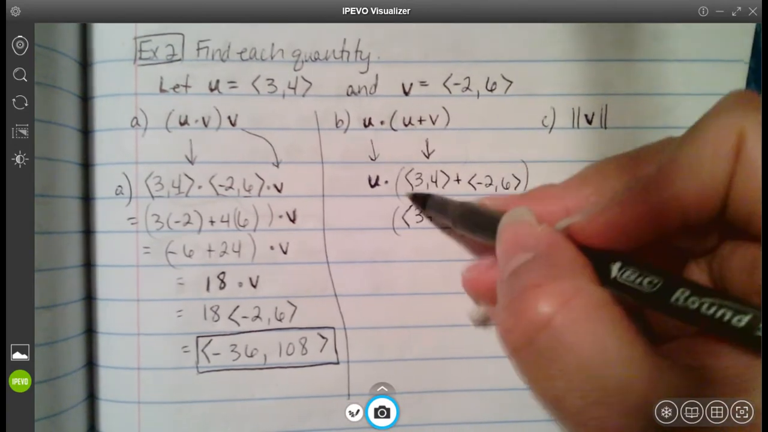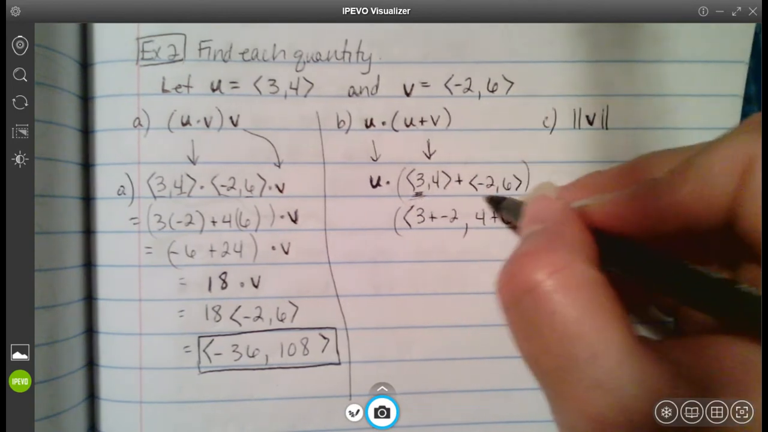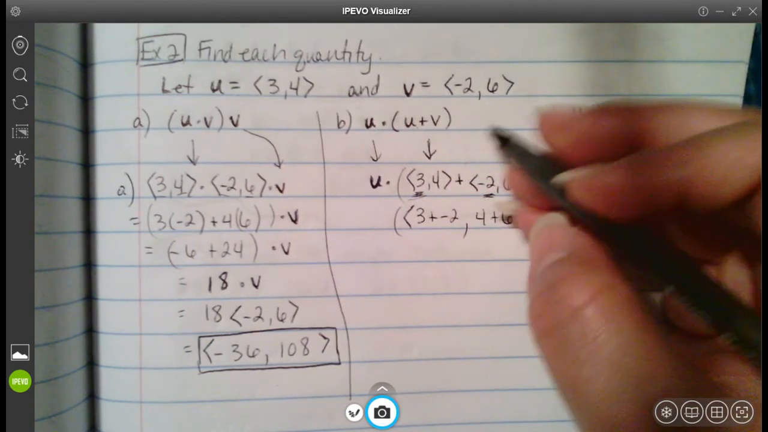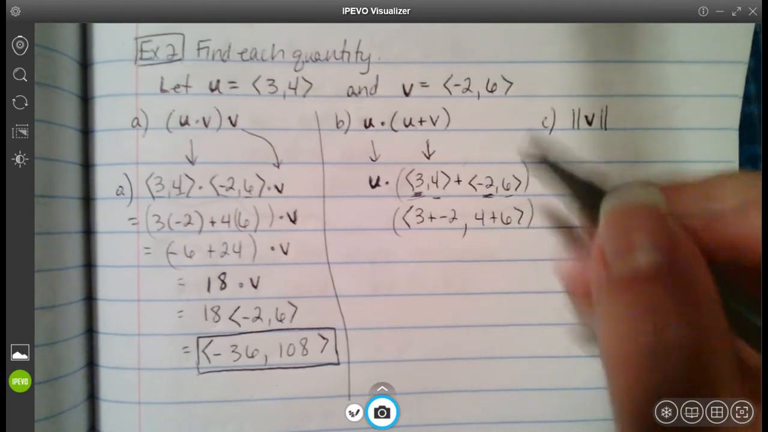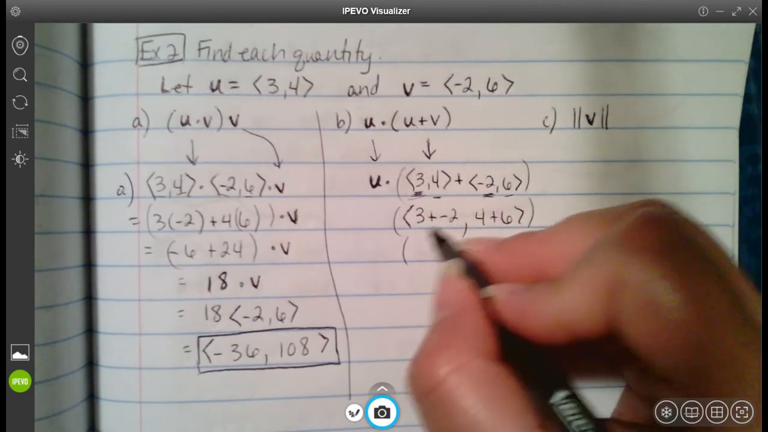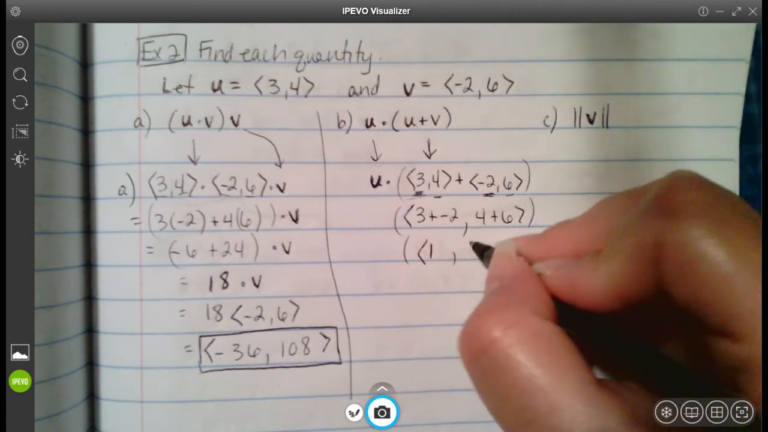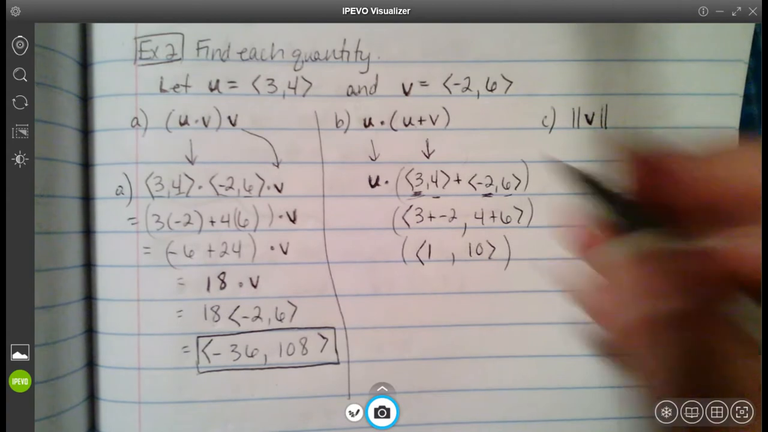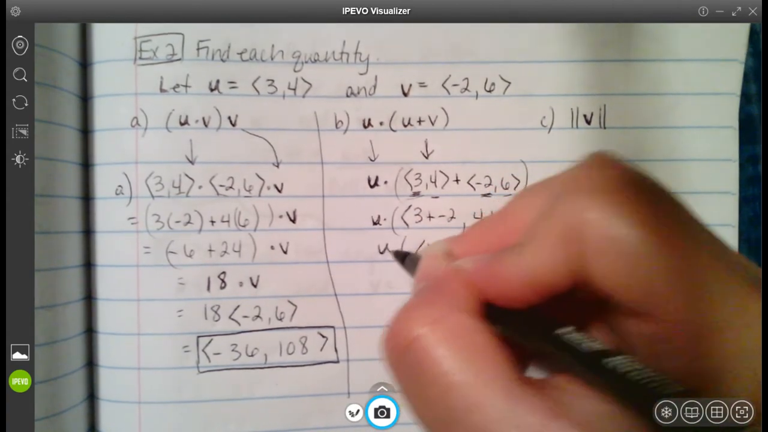So I'm just taking, again, not the x's, the i components, if you think of it in terms of i and j, and then putting them together, and then the second components and putting those together. And that's going to give us, let's see, 3 plus negative 2 is 1. And then 4 plus 6 is 10. Bring down our u, which is just kind of hanging out right here.